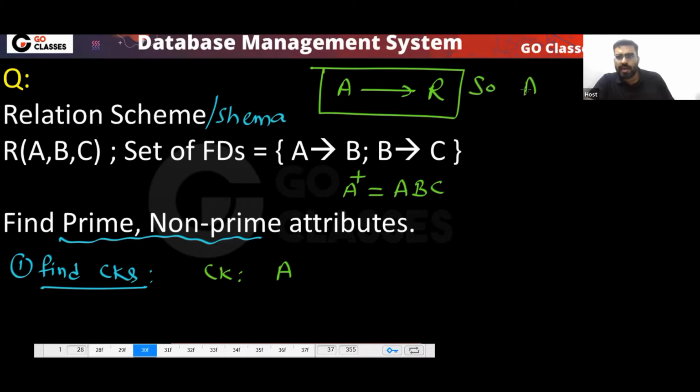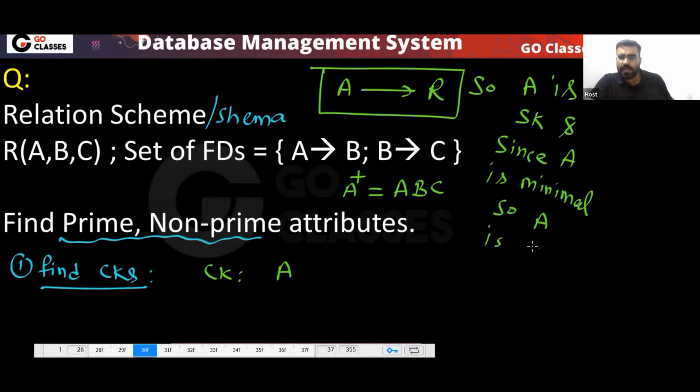So here you can notice A is a super key, and it is minimal, so A is the primary key. A is a super key because A can determine the whole relation. And since A is minimal, A is a candidate key. Is this clear to everyone? So you can notice your candidate key is A.